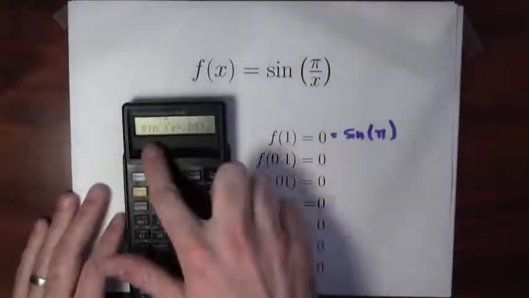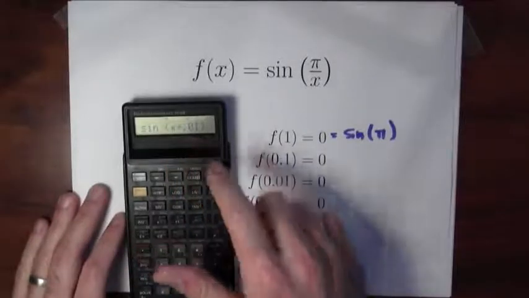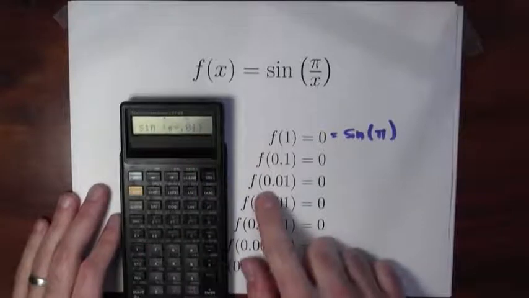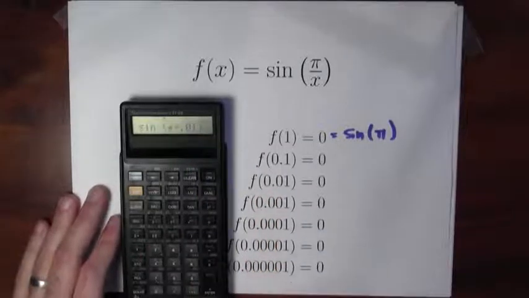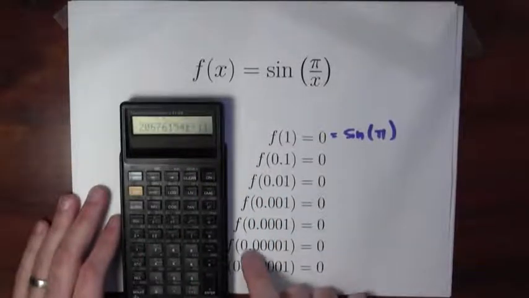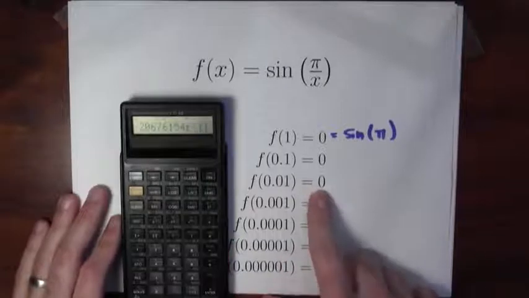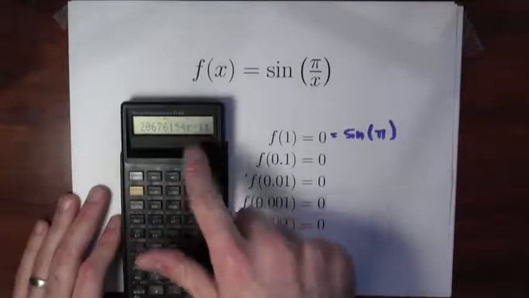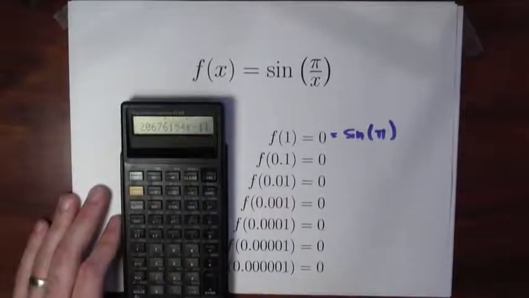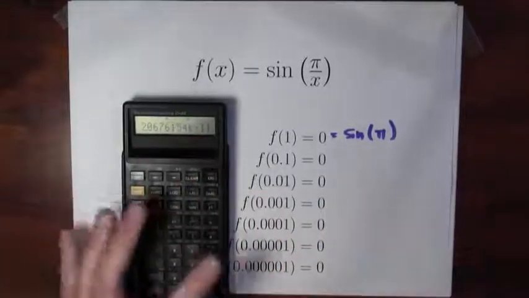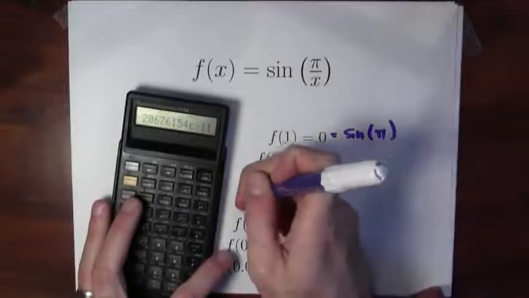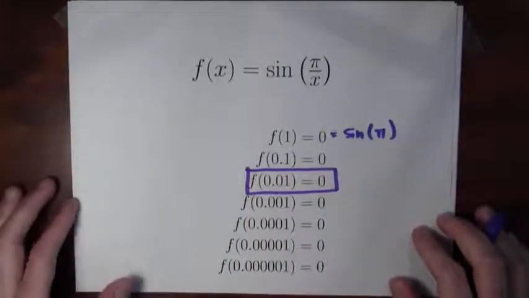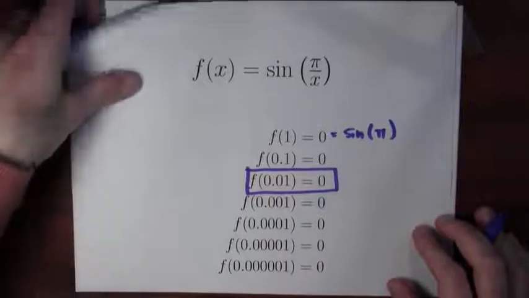Here I've typed in sine pi divided by 0.01 onto my calculator. This is calculating the function's value at 0.01. If I ask my calculator to do this, it is not telling me the answer is 0, right? The calculator is giving me this, admittedly a very small number, right? E negative 11 here, but it's still not actually 0. So can I convince you that this is even true, that the function's value at 0.01 actually is equal to 0?